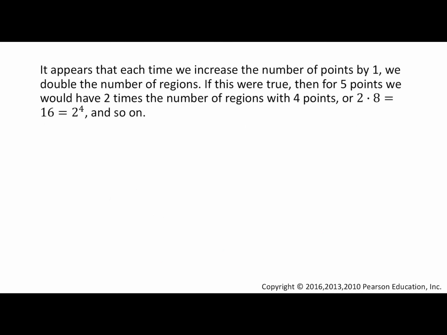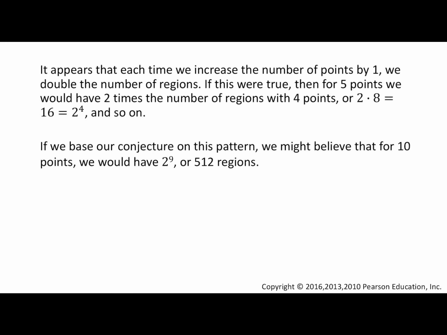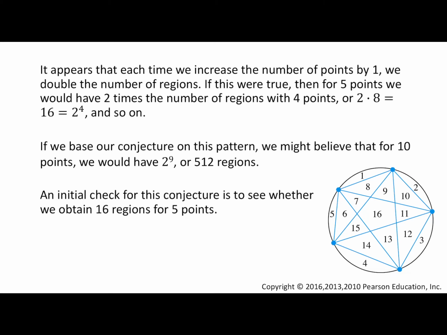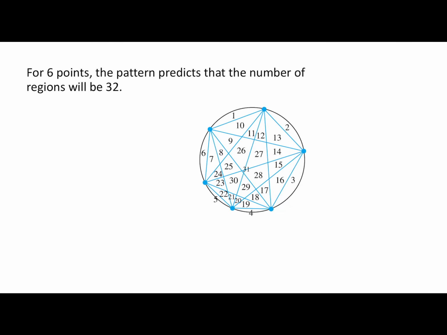All right, so like we said, if we're going to move on to 5 points, we'd have 16 regions. And so our guess would be 512 regions for 10 points. So the first check would be to see, well, does it work for 5 points? So here's the circle with 5 points, and you can see all the regions. And in fact, we do get 16. And so let's move on to 6 points.